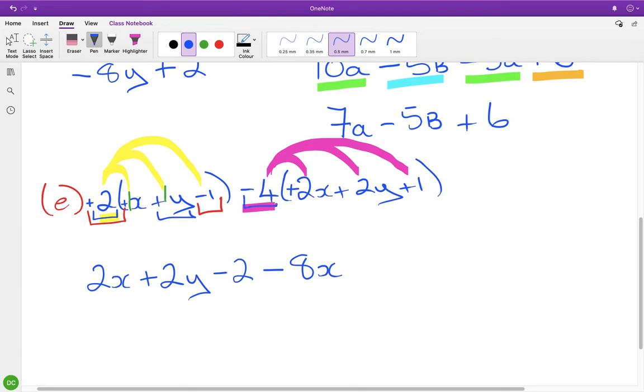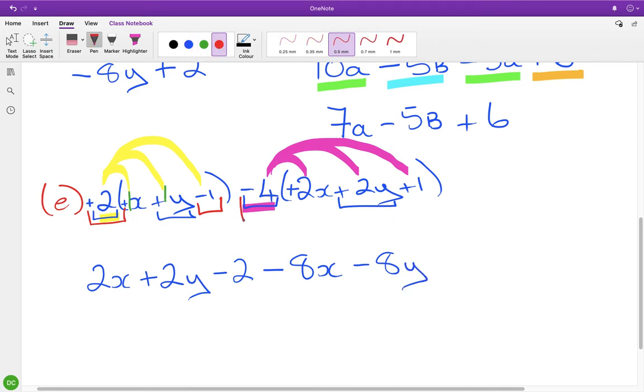Second multiplication then is the minus 4 with the second bit of the bracket. So we have a minus here and a plus here, different signs give us a minus. 4 times 2 is 8. No letter, the letter here is y, so we put down our y.